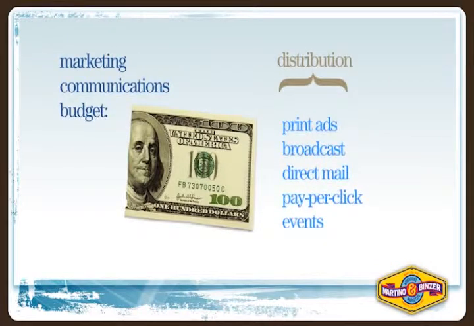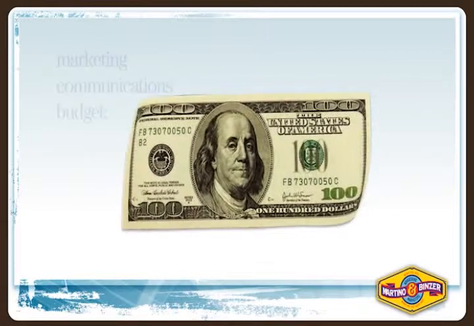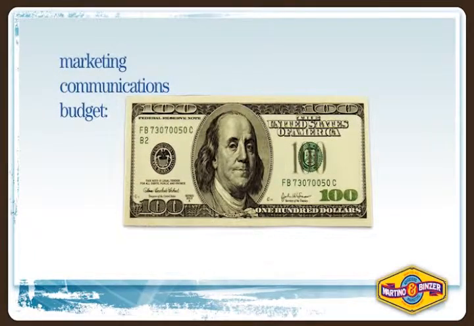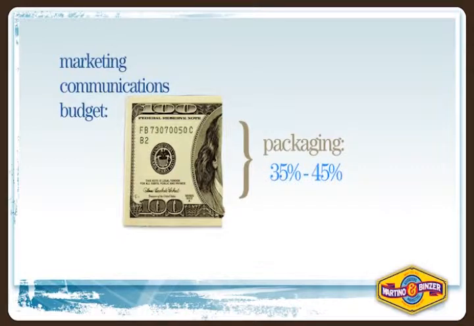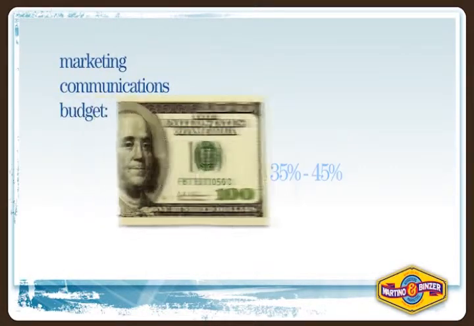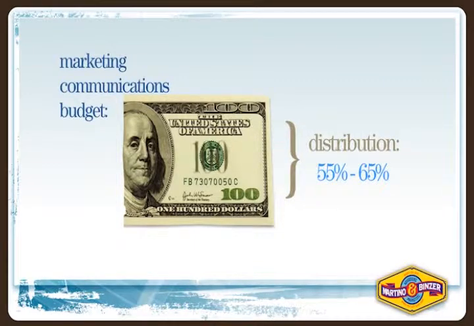Distribution is how and where you deliver that brand message to your audience. That includes print advertising and broadcast media, direct mail, pay-per-click campaigns, and events. This is where your go-to-market strategy is important, and every sales-driven business needs one. Taking a best practices approach to budget allocation, 35 to 45% of that $100 would go to packaging of the brand message. The remainder would be used for printing, postage, media, and other out-of-pocket costs.